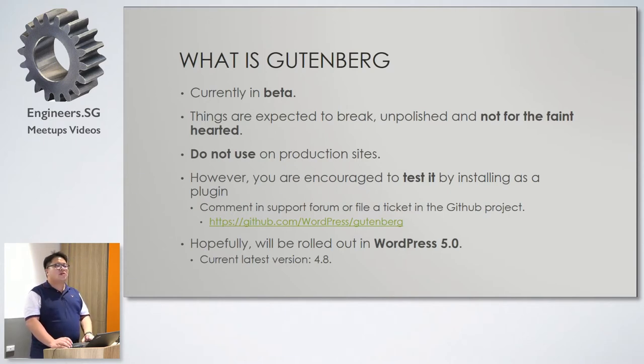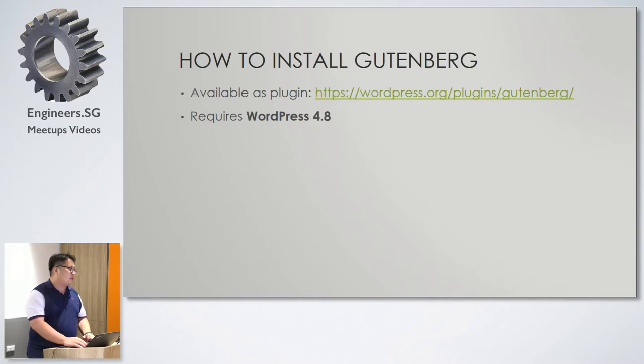As end users, we are actually encouraged to test it by installing it as a plugin. We can file comments in the support forums or file a ticket in the GitHub project. And hopefully this will be rolled out in WordPress 5.0, which, judging by the current deployment pattern of every major version between 4 to 6 months, should be by the end of next year, right? So this actually gives enough time for both plugin developers, theme developers, and end users to get used to the new editor, right? So how you install Gutenberg is that it's actually made available as a plugin just recently. It requires WordPress 4.8, which is the latest version.